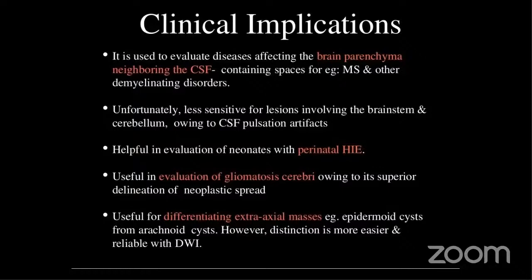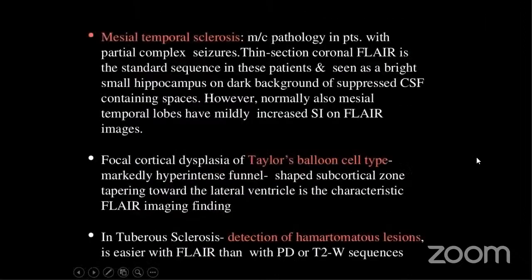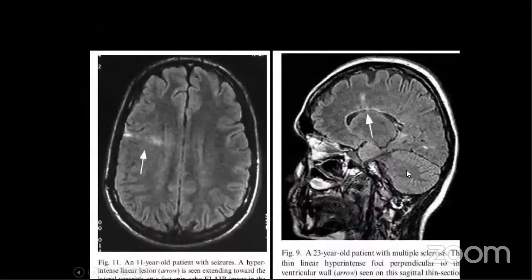It is used to evaluate diseases affecting the brain parenchyma neighboring the CSF-containing spaces. It is mainly used in demyelinating disorders, as I said. Okay, and it is less sensitive to lesions involving the brainstem and cerebellum. Helpful in evaluation of neonatal and perinatal ischemic insult and in gliomatous cerebral lesions. Forget all this, we didn't worry so much about it.